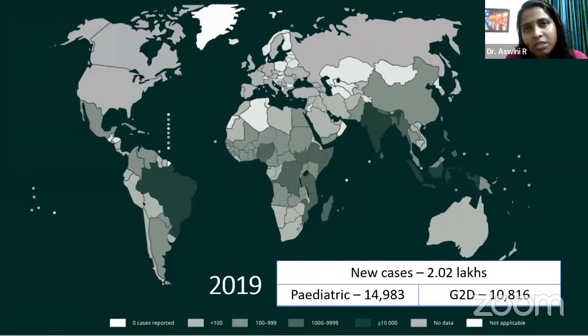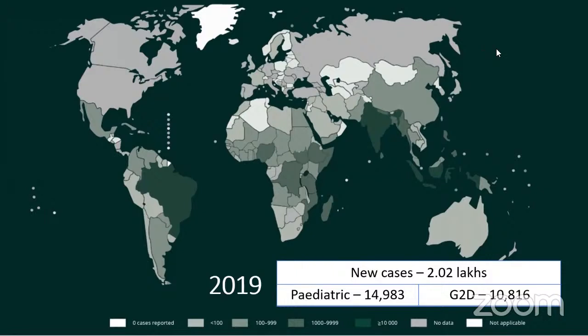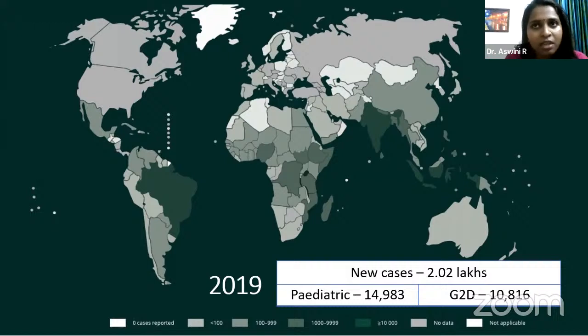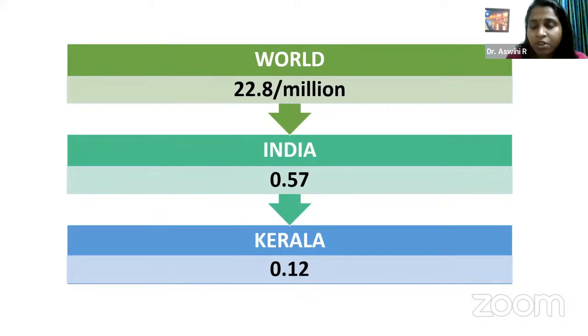The importance of grade 2 disability is that when people present with disability, it means that they were not detected early enough to prevent the deformity or disability. And also regarding the pediatric cases, you may know that leprosy has a very long incubation period, maybe around 5 to 7 years. So if a child is diagnosed with leprosy, that means the child acquired the disease probably during his or her infancy. Okay, and that means the organism is there and the transmission is continuing in society. And the prevalence rate in India is 0.57 per 10,000 population, and in Kerala it is 0.12 per 10,000 population.